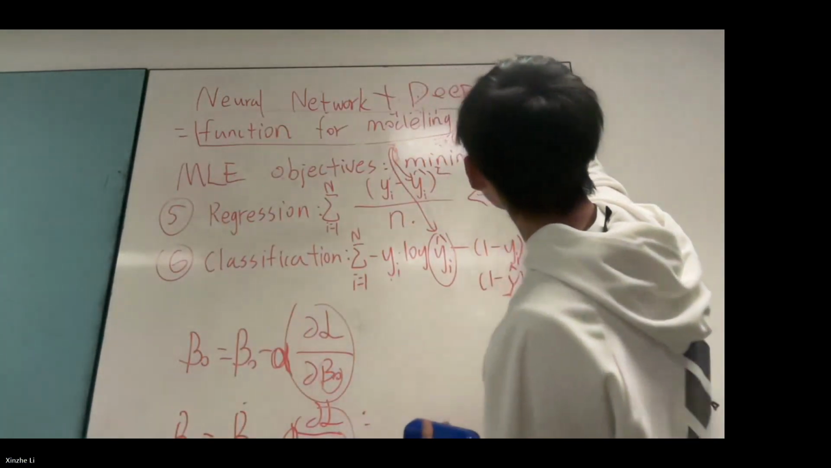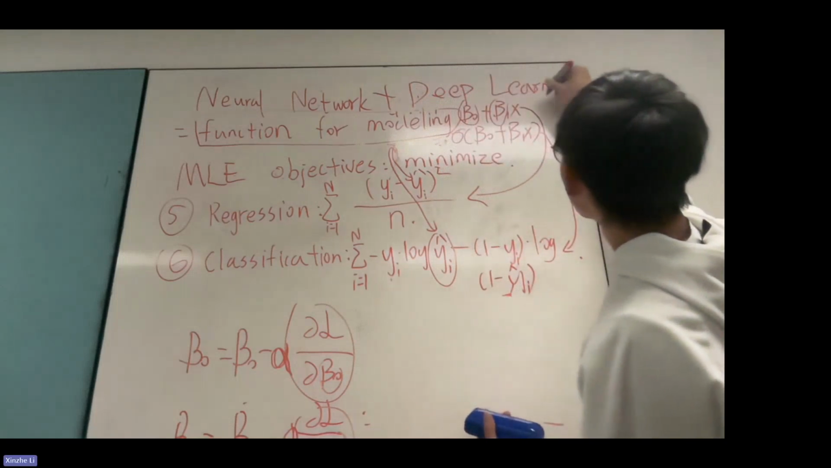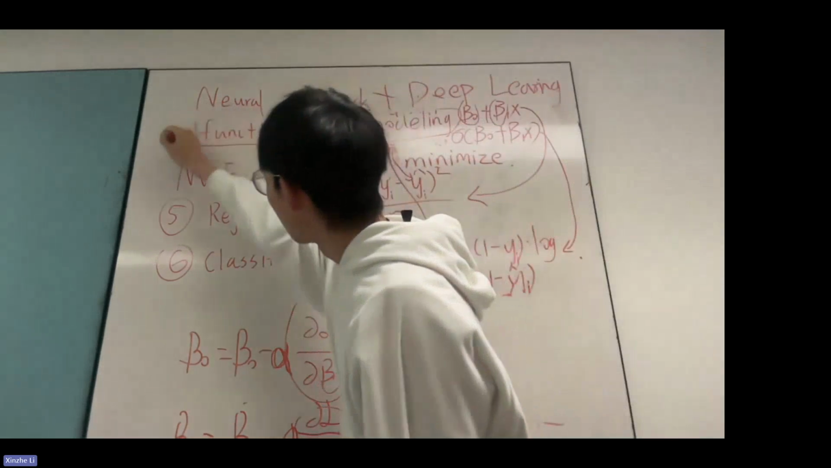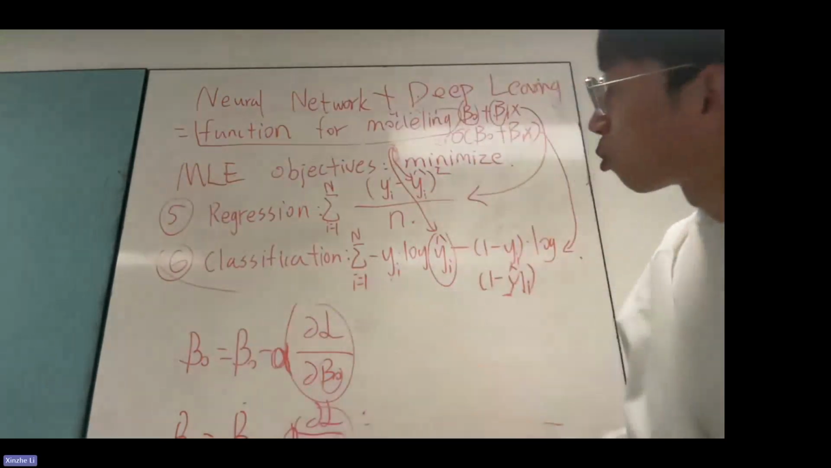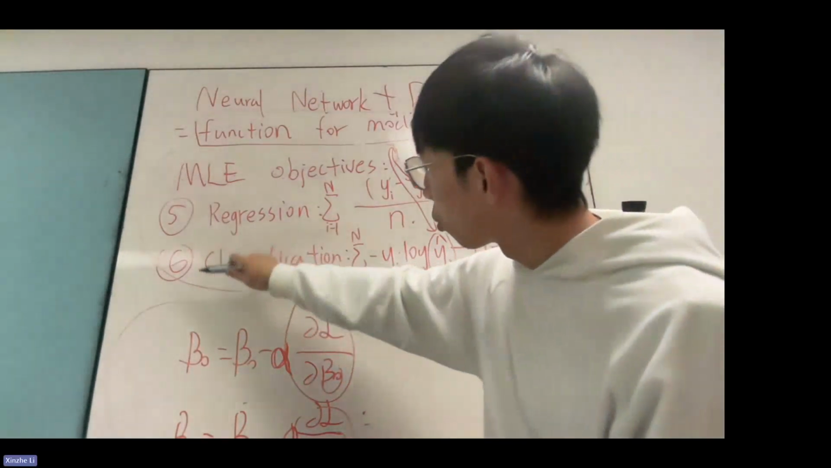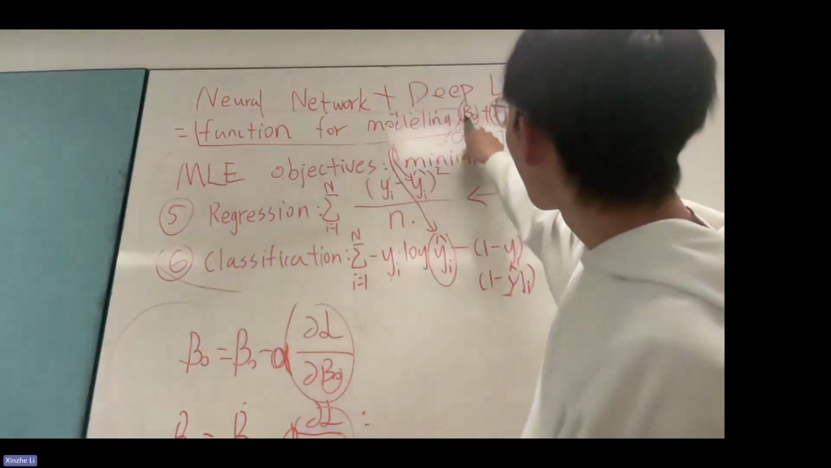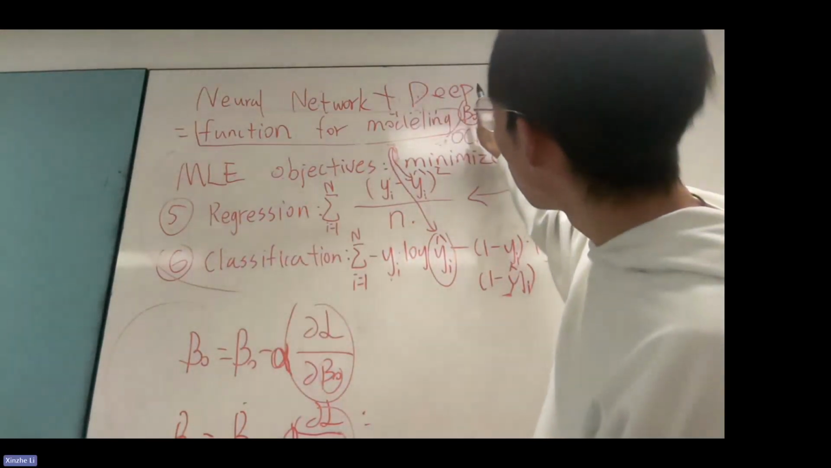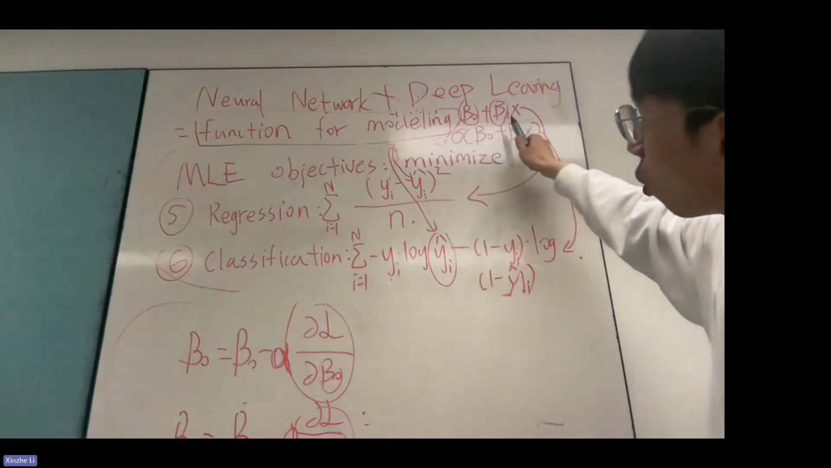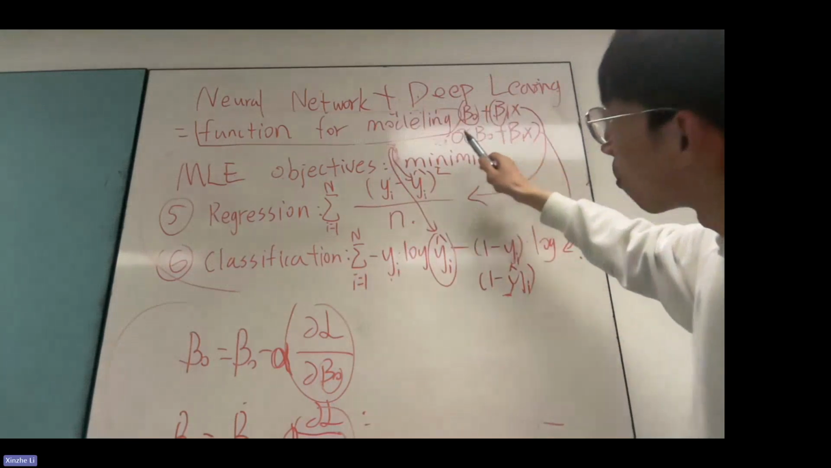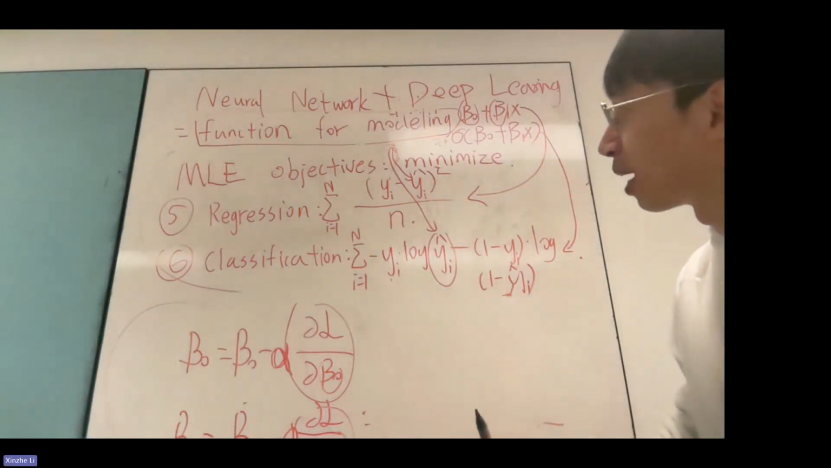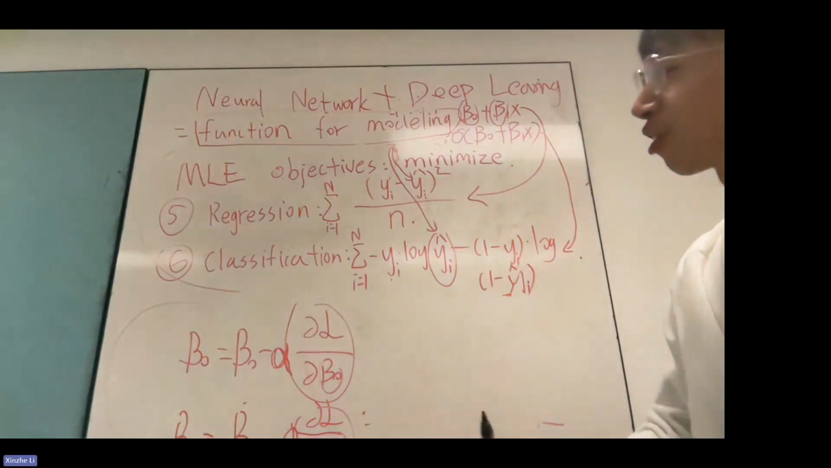If you go to these two terms, neural network and deep learning, it just means you have an objective function, and you use gradient descent on the objective function to update beta 0 and beta 1. But now you don't only have one beta. In a neural network, there will be more than one set of beta 0 and beta 1. It will be a lot of beta 0 and beta 1.